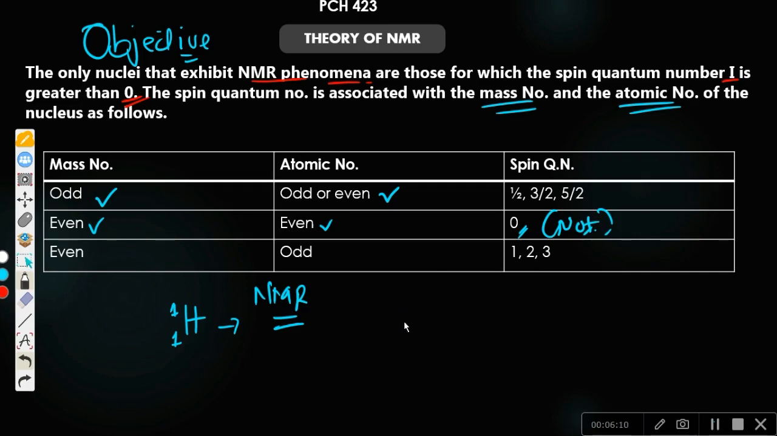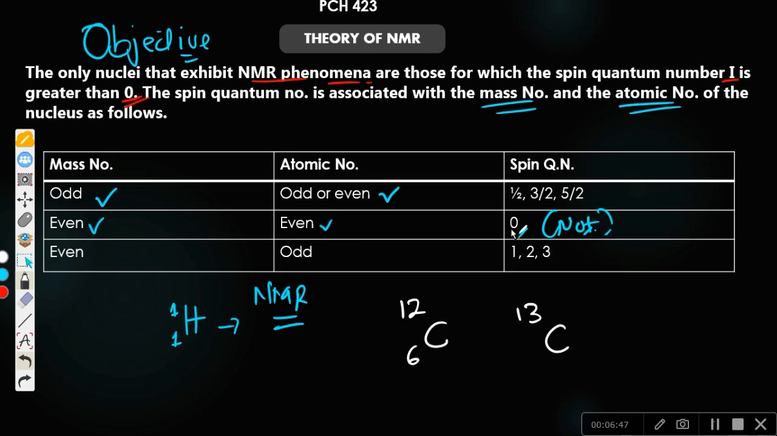An example of that is, so many of you might have been wondering, why are we not using the atomic mass of carbon that we know, which is carbon 12? Why are we not using carbon 12 for NMR? Why do we opt for carbon 13 NMR? Now this is the reason. If you look at carbon 12, it has atomic number 6, mass number 12. 6 and 12 are both even numbers. That means the mass number is even, the atomic number is even. So the nuclear spin or the spin quantum number for carbon 12 will be what?